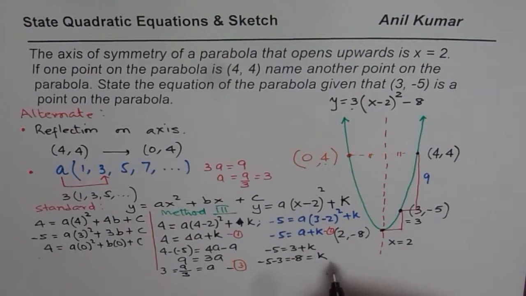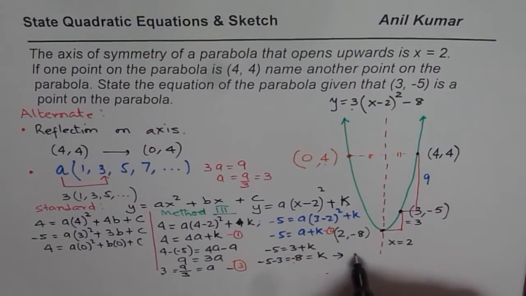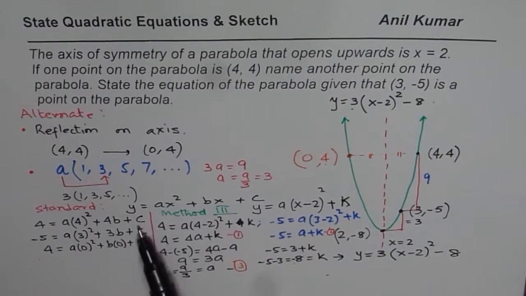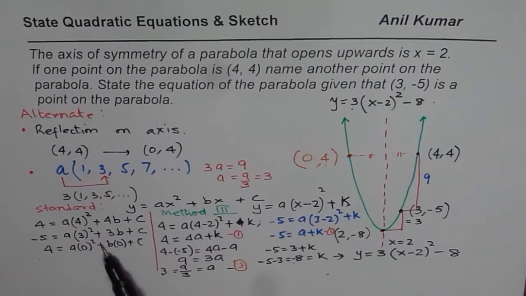Well, all this results in our final equation. In this, a is 3 and k is minus 8. So what we get is, as expected, y equals 3 times (x minus 2) squared minus 8. Exactly the same equation which we got earlier. But if you expand this, then you will get the equation in standard form also, right? So I'm leaving this for you to complete.